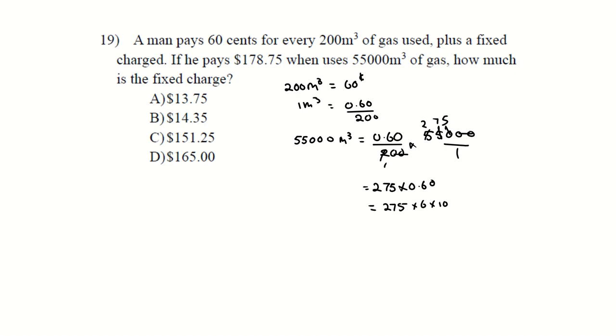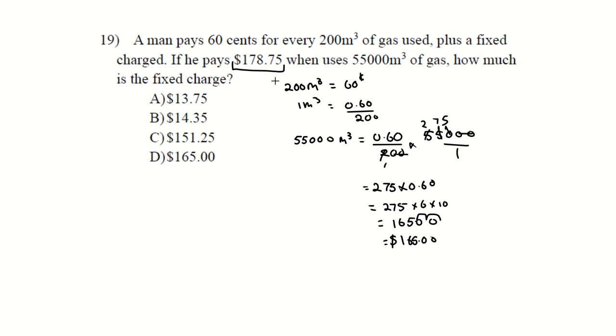You just say 275 multiplied by 6 is 1650, and then you add an extra 0 because it's multiplied by 10. But the initial question has a decimal point, so you have to shift this 2 places. So you know that 55,000 meter cubes of gas is $165. Right? Now, we have a fixed charge.